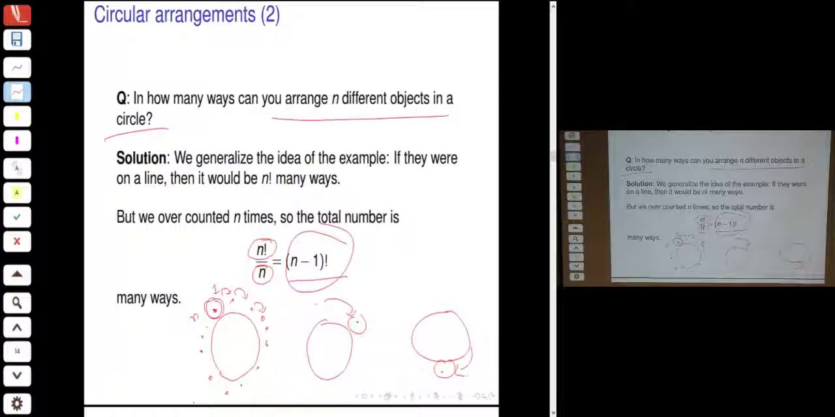So this is the basics about circular arrangements. Let us stop here for today, and next day we will continue with circular arrangements and go into further details about counting. Okay?